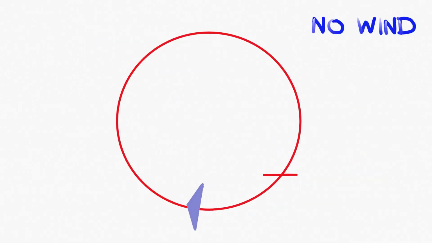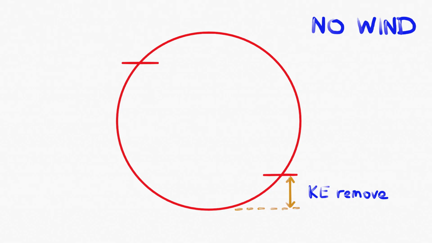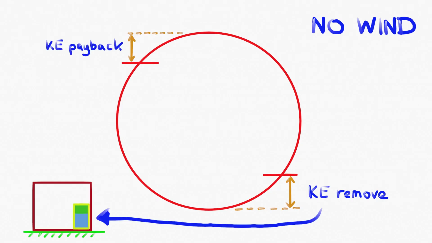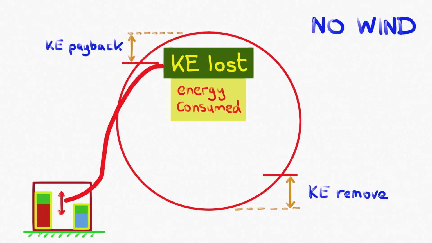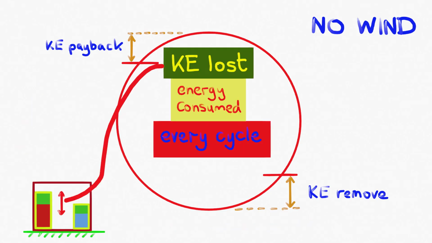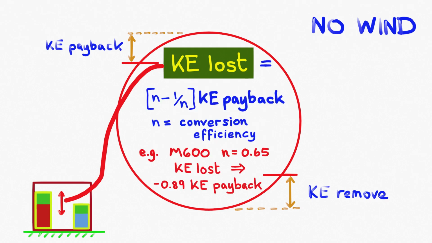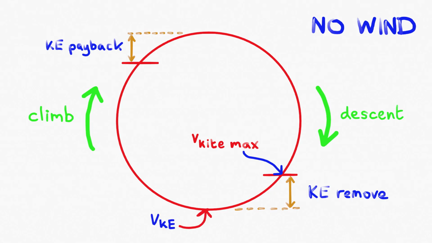When reaching the maximum kite speed on the descent, the kite has to be slowed down by removing kinetic energy. This energy has to be paid back later on the climb. The conversion losses from these transfers determine the energy lost per cycle.